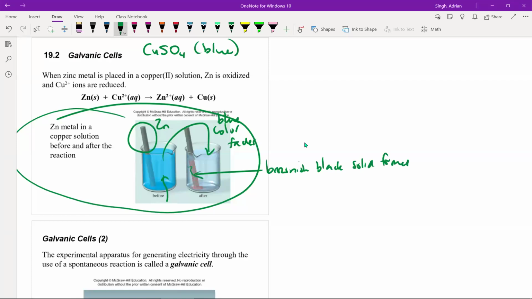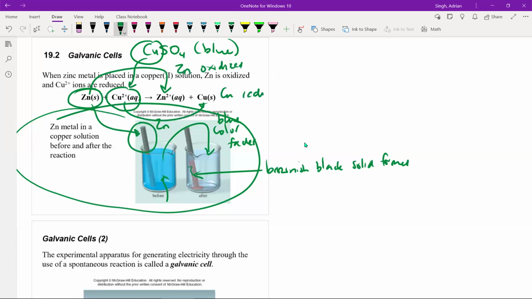Okay, and what's happening here is a redox reaction where the zinc solid, that metallic zinc that you see here, reacts with the copper ion from the copper sulfate. And as a result of this reaction, the zinc actually becomes oxidized. So the zinc is oxidized. And as a result, the copper gets reduced. So the copper 2+ gets reduced to copper metal. Okay, and that's the brownish black solid that you saw.